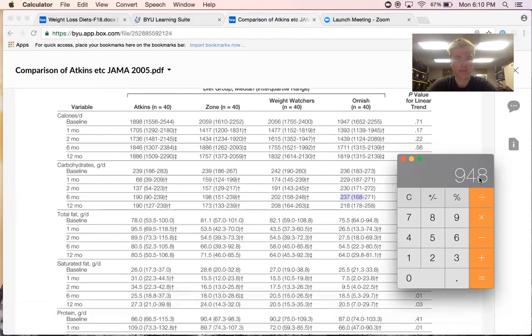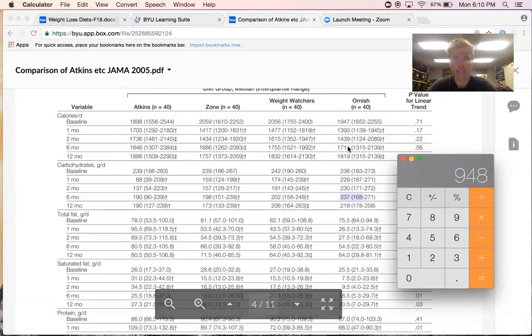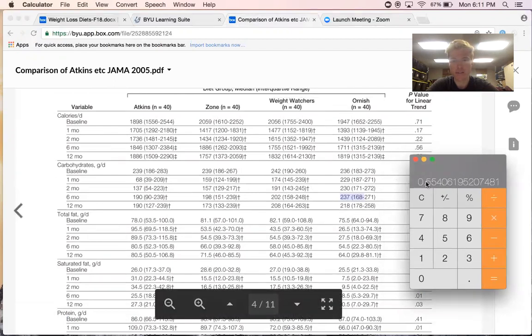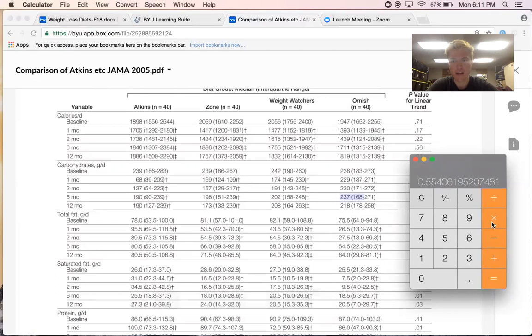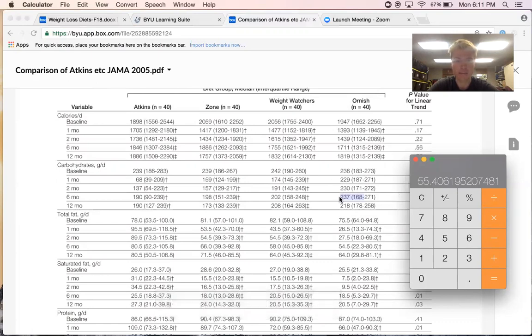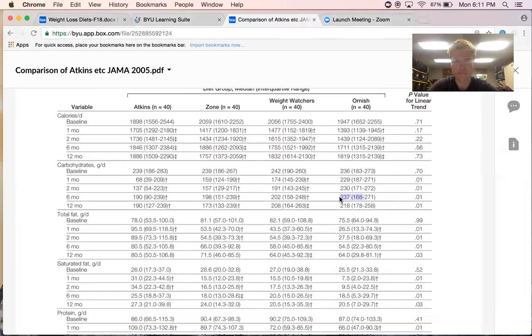And then all we're going to do is take that number and divide it by 1,711, because that was the total amount of calories that they had. And then this number right here, the 0.55, that's going to give us the percentage. So at month 6, they had 55% of their calories coming from carbohydrates. And that's all it is.